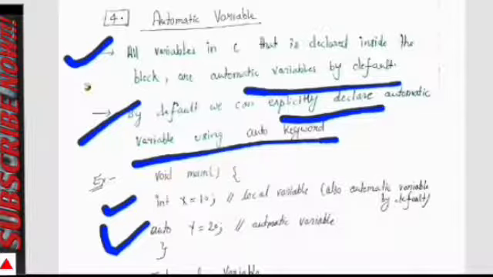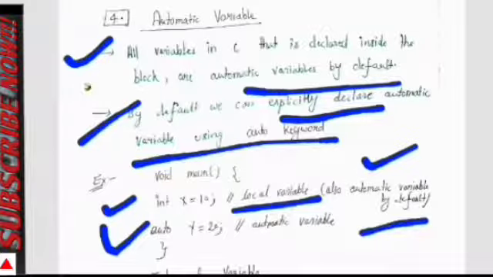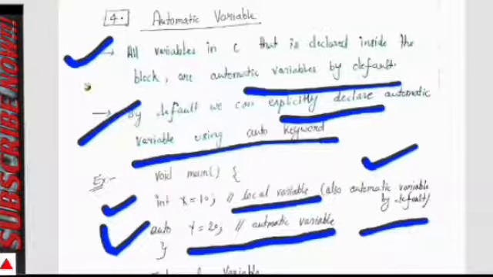So x equal to 10 is your local variable and it is automatically a default variable, that is, you call it an auto variable. And after using the auto keyword, this is also called your automatic variable.